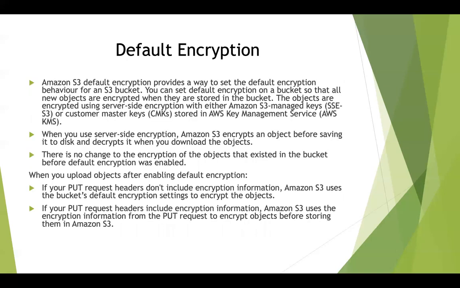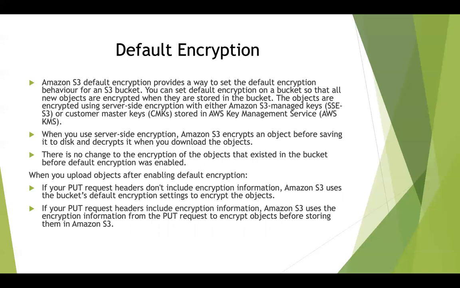And then we spoke about encryption having two types. One was server-side encryption using S3 keys, where AWS does the encryption in the background before saving that object to the disk. And AWS also does the decryption when we want to download the object. That is the same case when it comes to the key management service also.